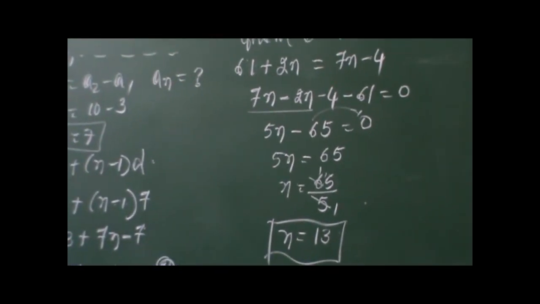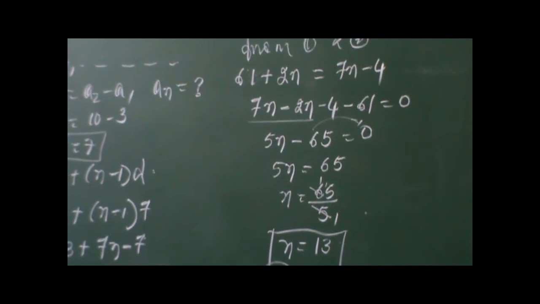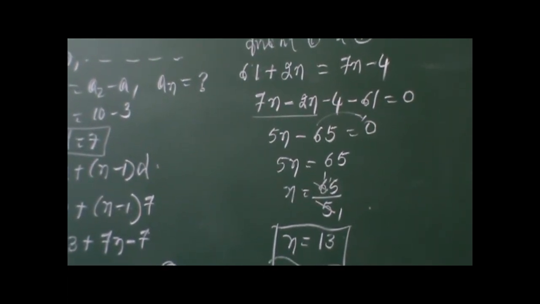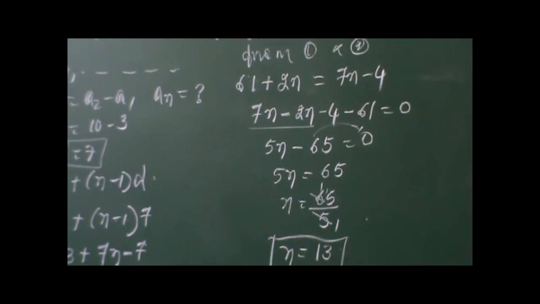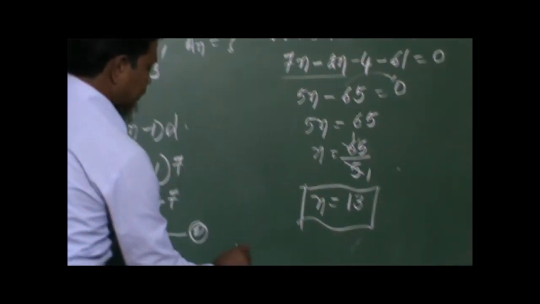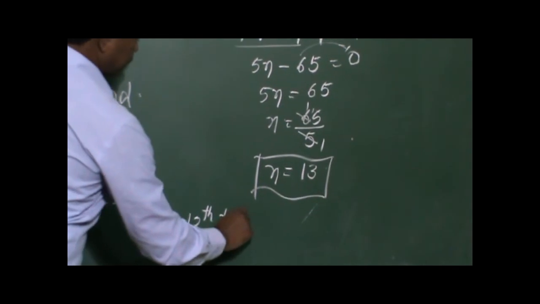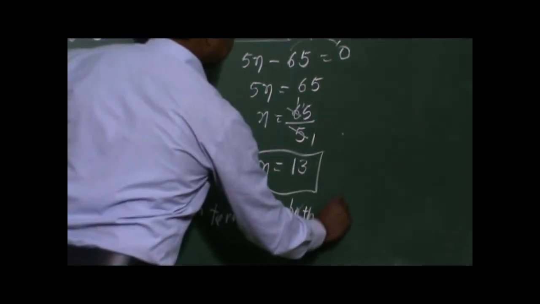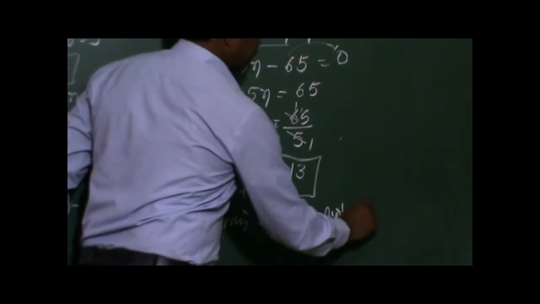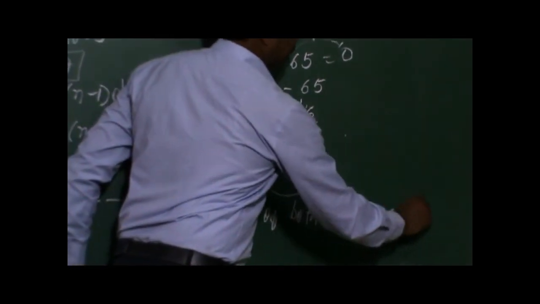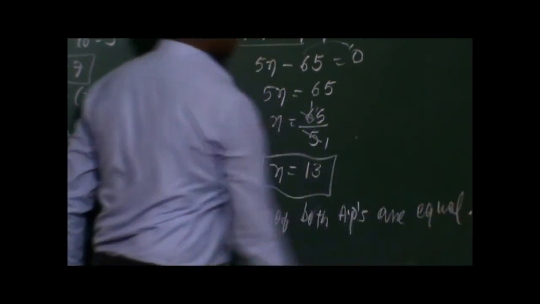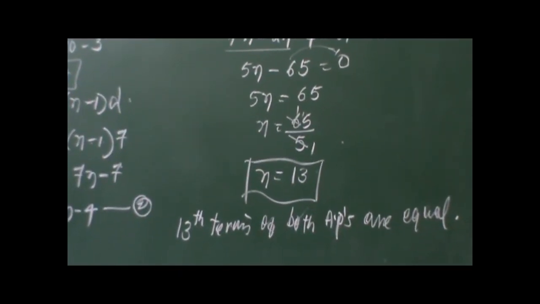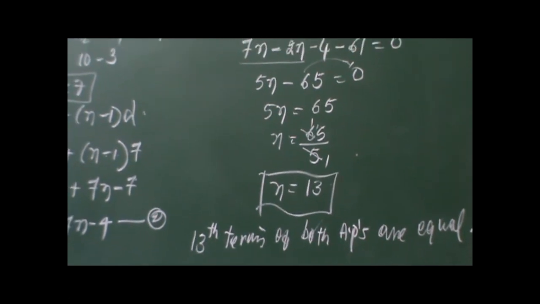So in both the APs, their 13th terms are equal. That is how we have to conclude. So let us write the conclusion. 13th terms of both APs are equal. So this comes for 2 marks. It's a classical problem. I hope you enjoyed the problem. You understood this.